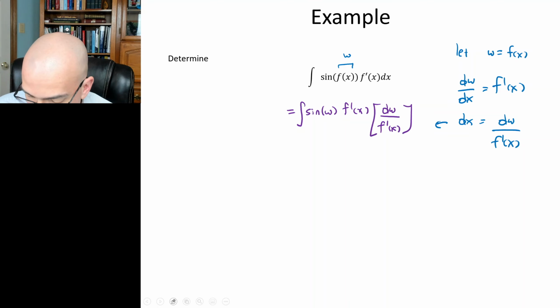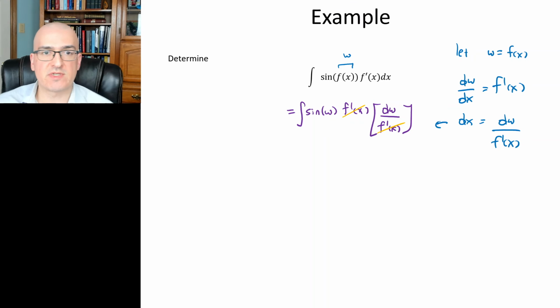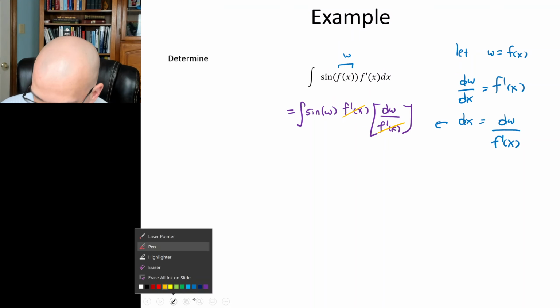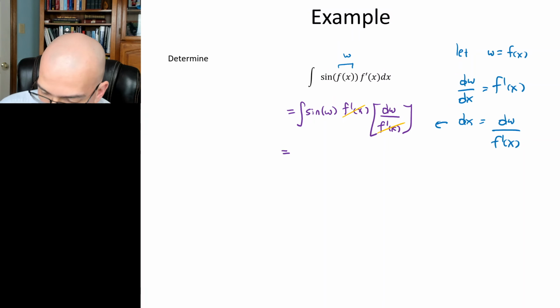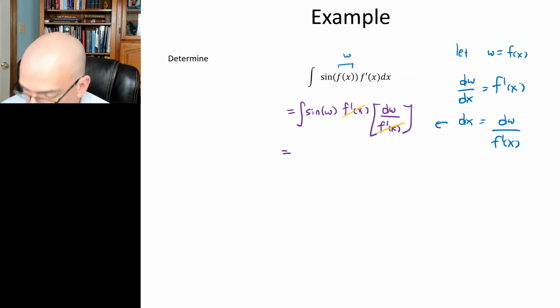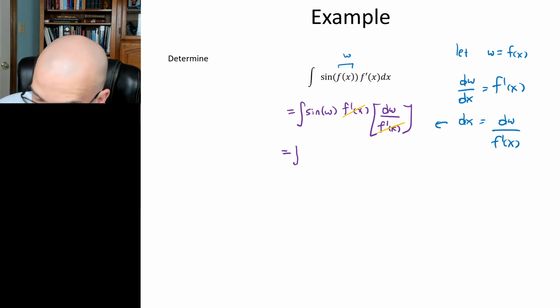The f primes cancel. It doesn't matter what f of x is. f of x could be some horrible thing with square roots, more trig, exponentials and logs. It could be some nasty expression. Doesn't make any difference. As long as the antiderivative has this structure, a function of f of x times f prime of x, it'll transform very beautifully after we do a substitution.